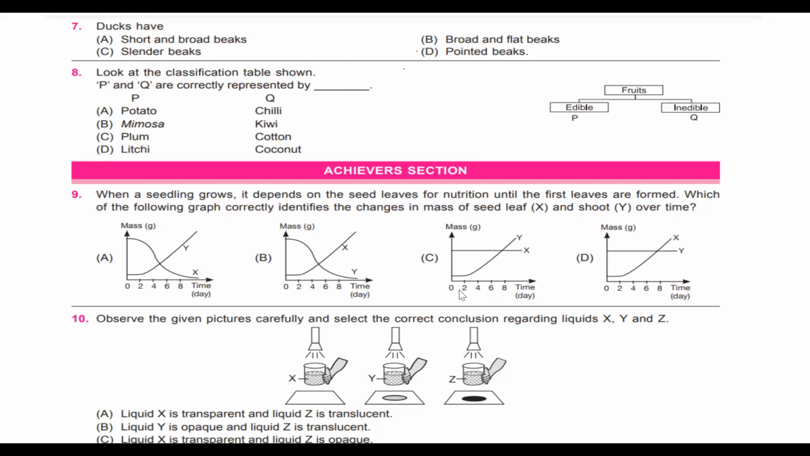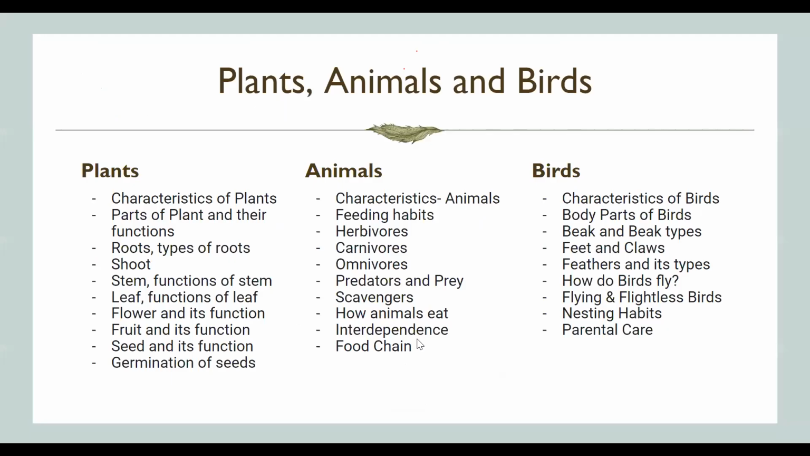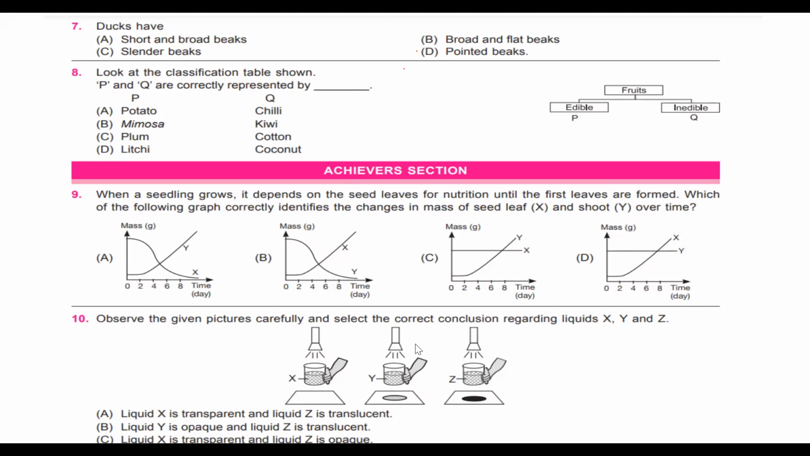Now in the achiever section: when a seedling grows, it depends on the seed leaves for nutrition until the first leaves are formed. Which of the following graphs correctly identifies the changes in mass of seed leaf and shoot over time? What shall be the answer? I will tell you the answer fast, okay, because only 5 minutes are left. Shall I tell? Everyone, shall I tell the answer? See, the answer is A.